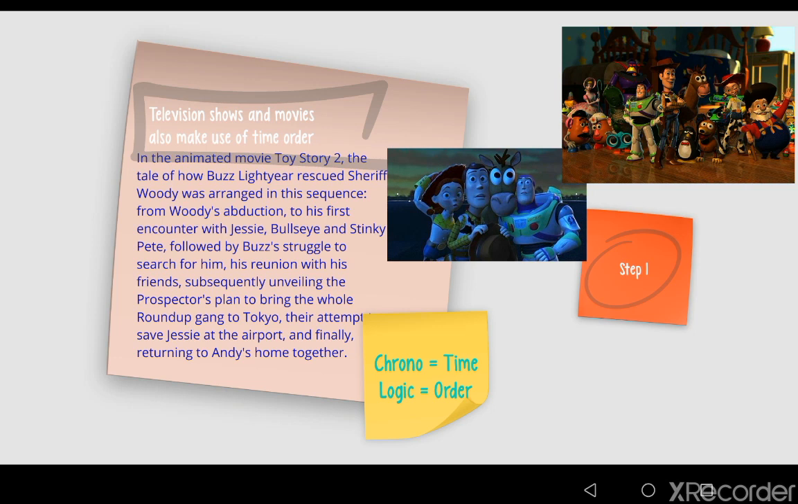Remember, from Woody's abduction to his first encounter with Jessie, Bullseye, and Stinky Pete, followed by Buzz's struggle to search for him, his reunion with his friends, subsequently unveiling the prospector's plan to bring the whole Roundup gang to Tokyo, their attempts to save Jessie at the airport, and finally returning to Andy's home together and to be on the bed to receive Andy. So that would be a chronological order. Chronos means time, and logic means order.